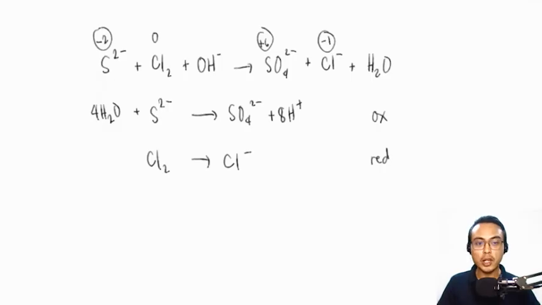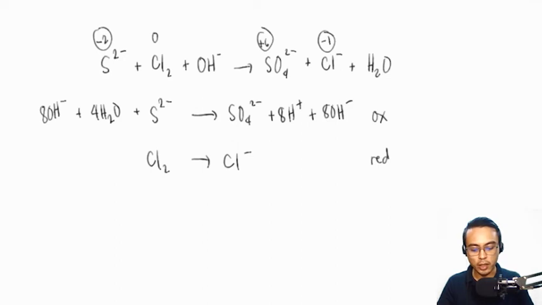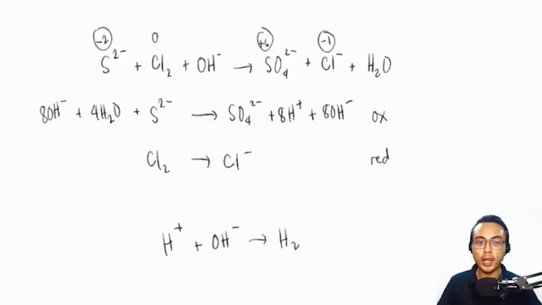So in the product side, we have 8 H+. Therefore, we need to add 8 OH- on both sides of the reaction. And a very important side note here is when you add a hydronium ion or an H+ ion with a hydroxide ion or OH- ion, you simply get water or H2O. So in this case, we have 8 hydronium plus 8 hydroxides. This would just give us 8 molecules of H2O on the product side.